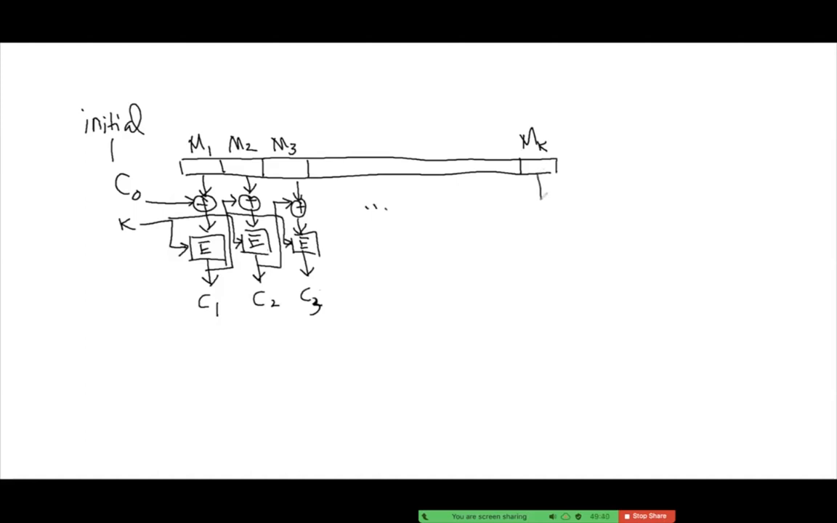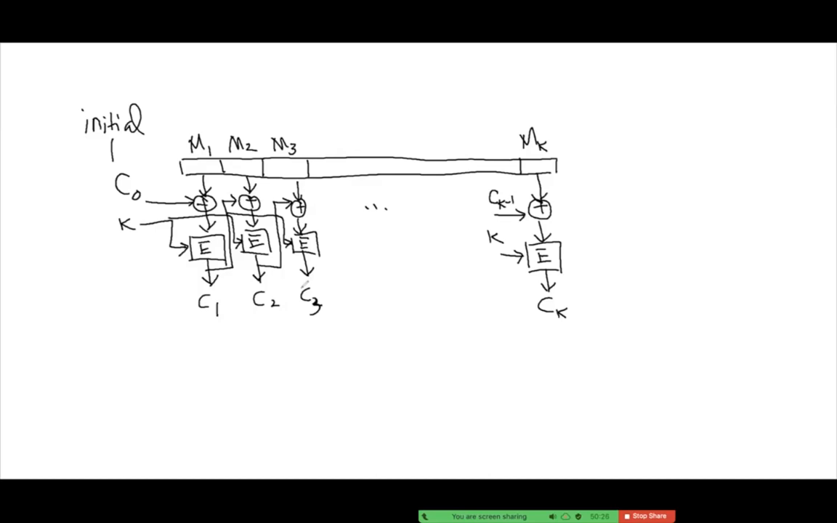So the last one will be, so this is C(K-1). E, K goes in. That's CK. So the transmission direction is C1, C2, C3 until CK. So this way, even if Mi is equal to Mj, because their structure has been affected by the previous ciphertext, the ciphertext will not be the same.